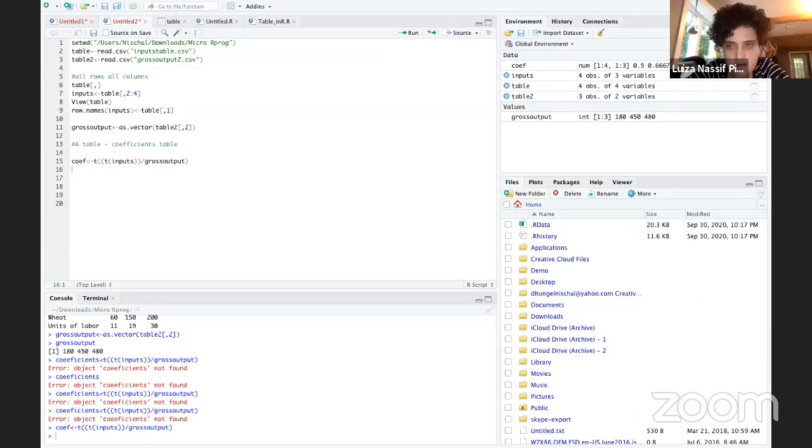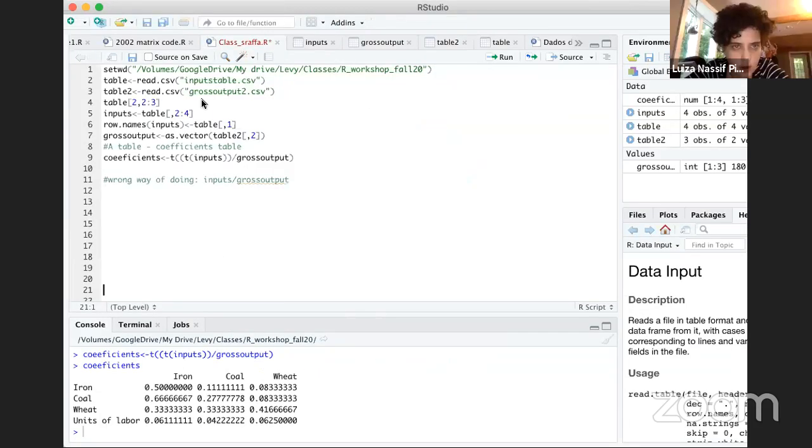Could anyone else explain? Yeah, could you explain again what you did with that inputs table with the comma 2 and colon 4? That command again. Why you did that? Oh, this line here? Yeah.